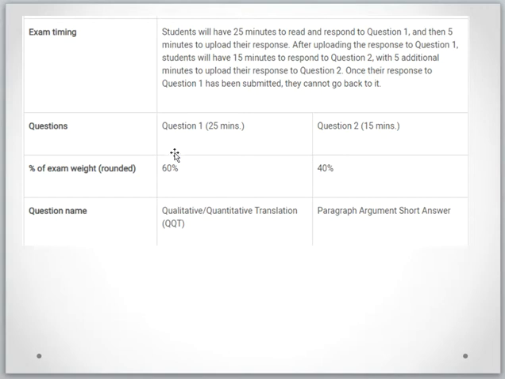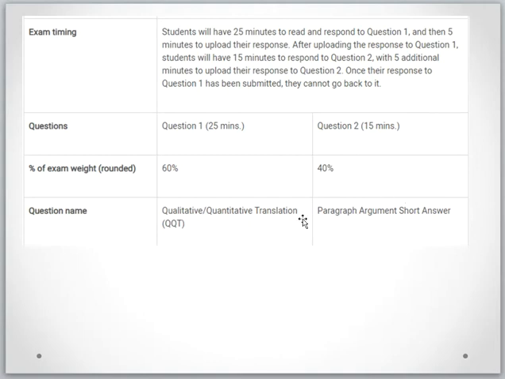Well, question 1 is 60% of your grade, and it's a qualitative, quantitative translation. In other words, that's going to be a problem that you're going to need to work and probably derive some kind of a numerical answer. And that may be, if you double this, what happens, for example. But whatever it is, it's got to be done in 25 minutes.